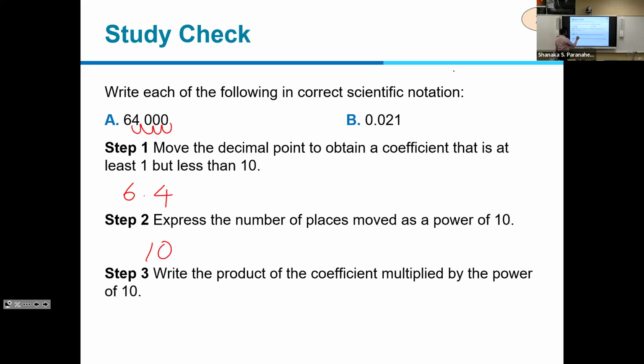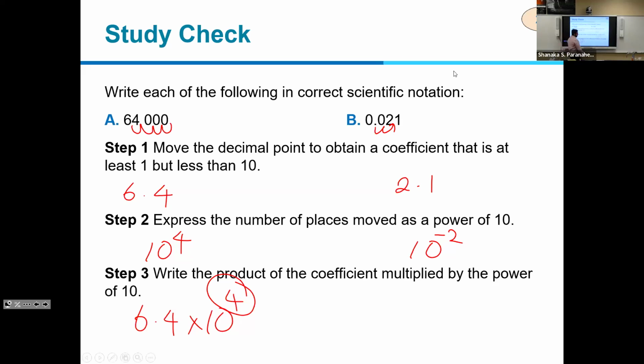So we're going to express it as a power, and then combine the two: 6.4 times 10 to the power 4. The exponent is positive if the number is greater than 10, and if the number is less than 1, it is negative. So we are going from here to here, and it's 2.1, so now it's in the range. We shifted it 2 times, but it should be negative because this number is less than 1. Now we combine: 2.1 times 10 to the power negative 2.